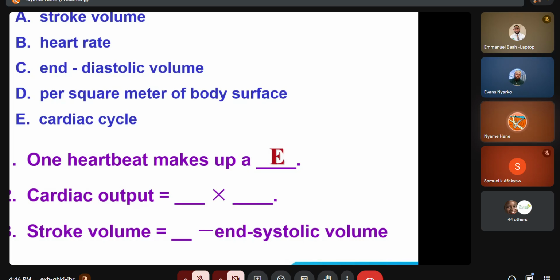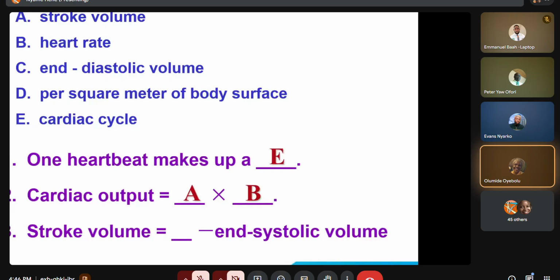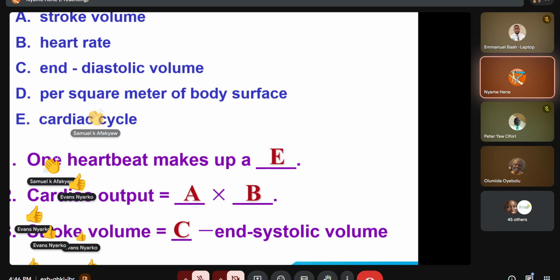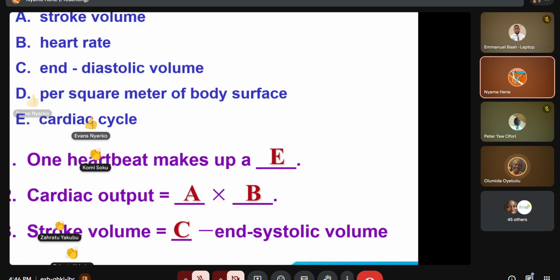So use the alphabets. A and B. Correct, A times B. Then stroke volume equals dash minus what? That's D. C, that's what? End diastolic volume. D, exactly. That's C minus what? End diastolic volume minus the end systolic volume.